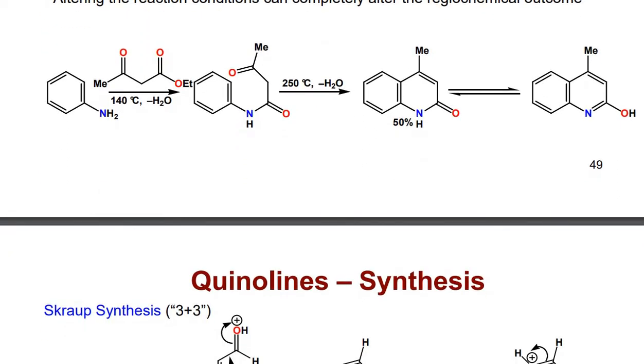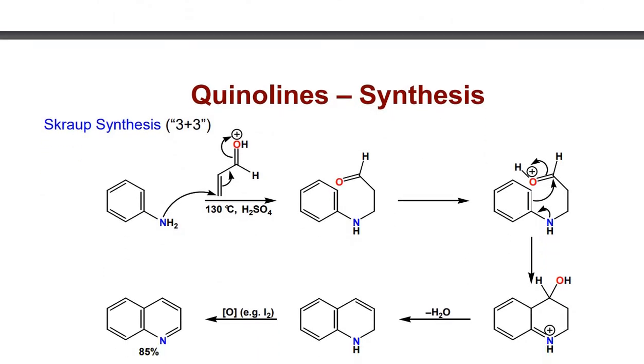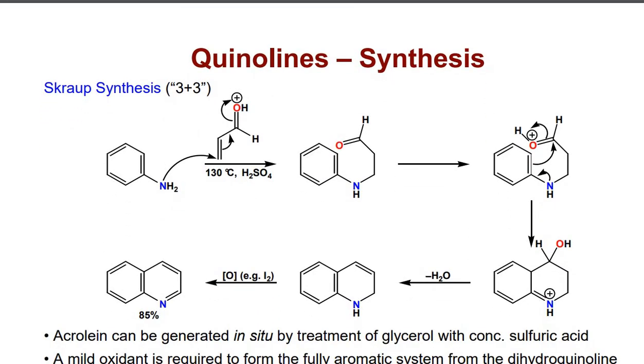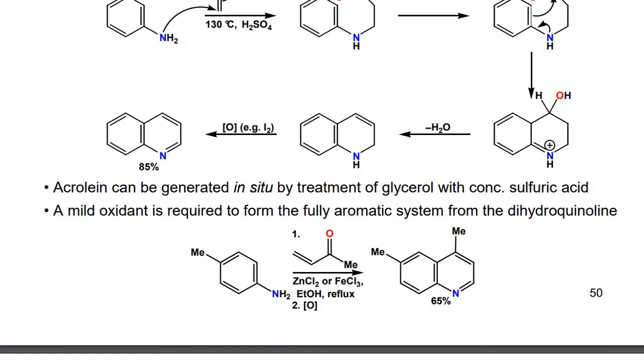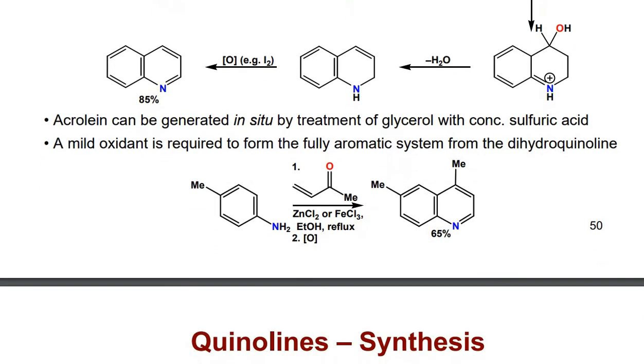Starting from aniline, you can see already the 3+3 Skraup synthesis. Acrolein can be generated in situ by treatment of glycerol with concentrated sulfuric acid. A mild oxidant is required to form a fully aromatic system from the dihydroquinoline.